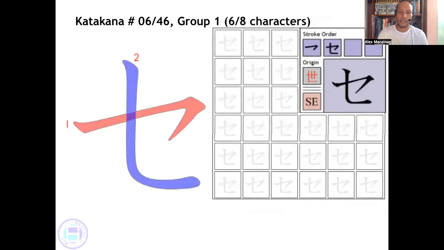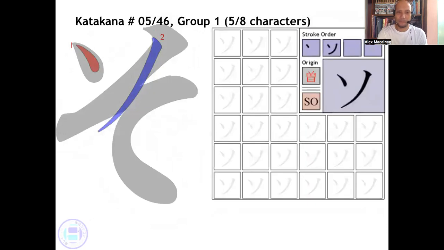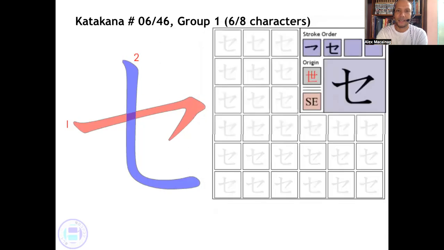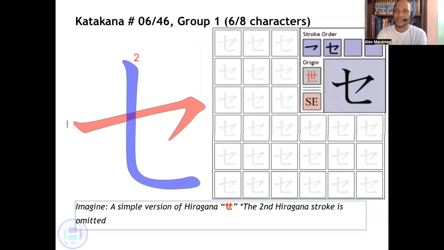Character number 6. Sorry, sumimasen. 2 strokes. What do you see? Sozo shite kudasai. Does this remind you of any hiragana? Hai, sou desu ne. So this is katakana se. This is a simpler version of hiragana se.